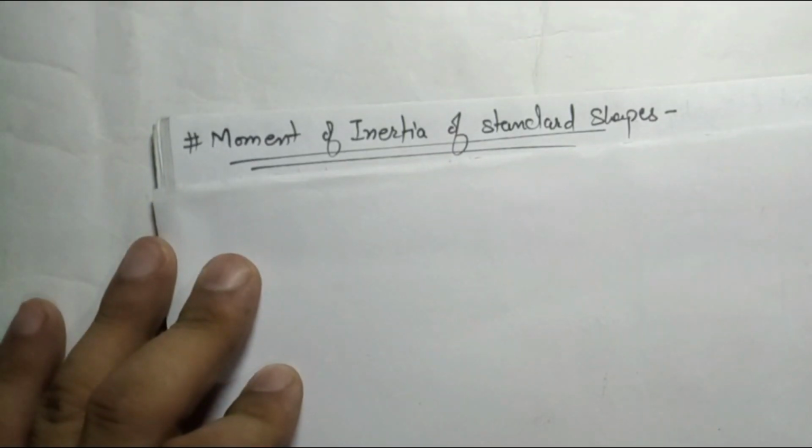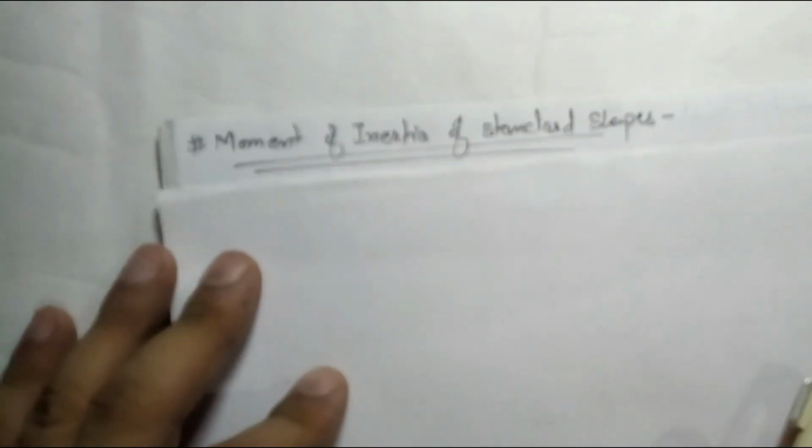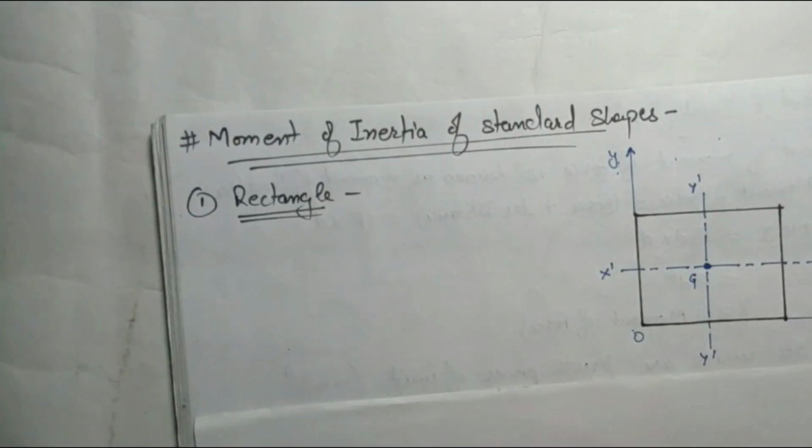Hello everyone. Now we will discuss a few standard shapes for the moment of inertia. Just like centroid or center of gravity, we have the standard shapes just to solve the complex problems. So let's say the first one is a rectangle.